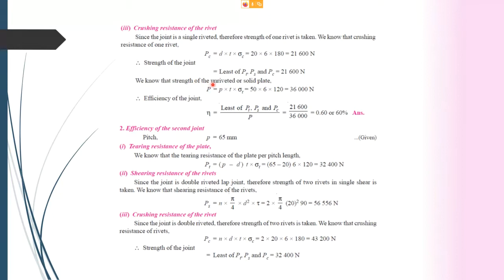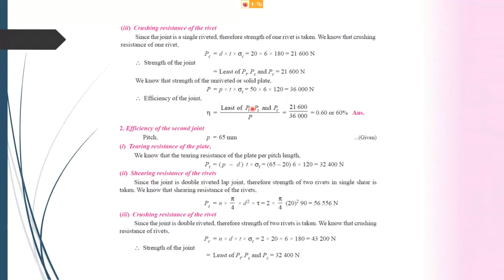We know that for the unriveted or solid plate, if you want to measure its strength, that means per pitch length. That is why you take pitch multiplied by thickness. The pitch multiplied by thickness gives you the cross-sectional area of the plate per pitch length. Then multiply by tensile stress, because you are comparing it with tearing. So this is the area in millimeters square: 50 is the pitch, 6 is the thickness.